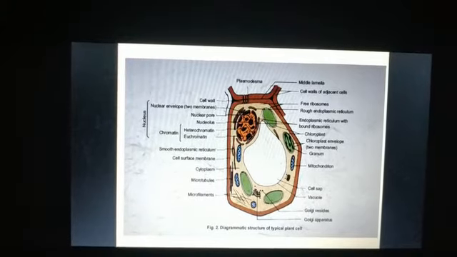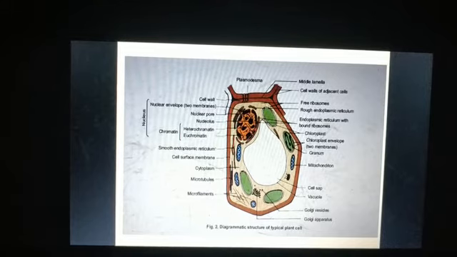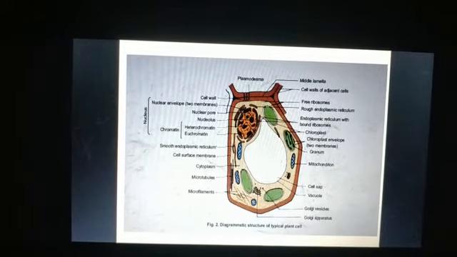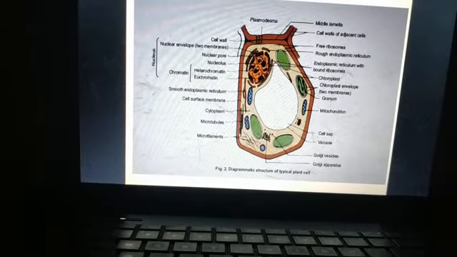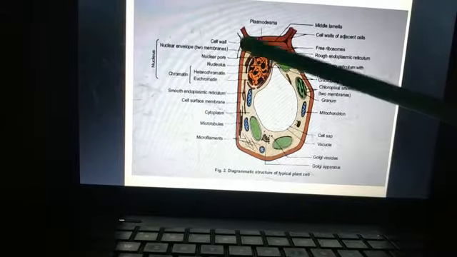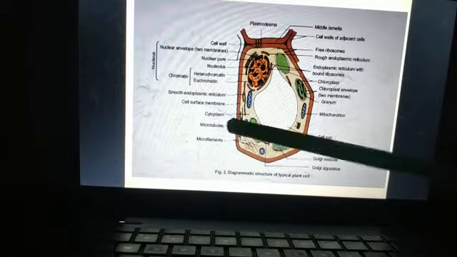Hello students. So in our last class we have studied about animal cell. Now we will see plant cell. So plant cell is usually hexagonal in shape. It is hexagonal.